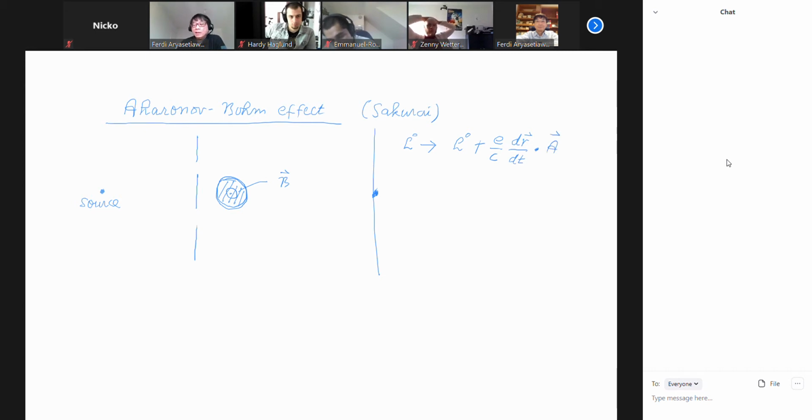We introduce a vector potential into the Lagrangian. I think you can also find this derivation in many textbooks.